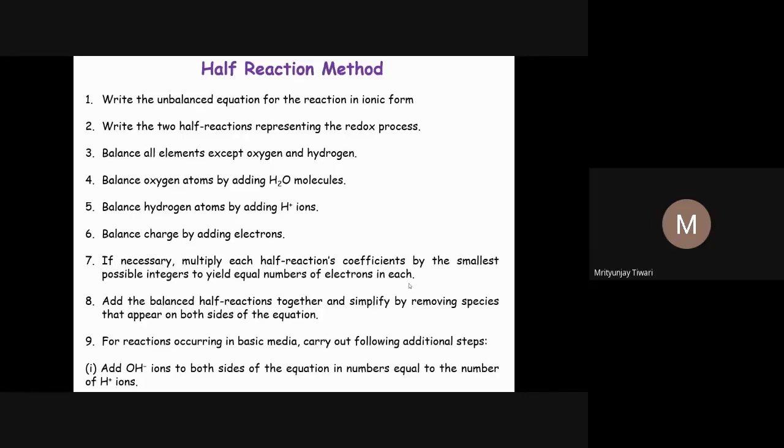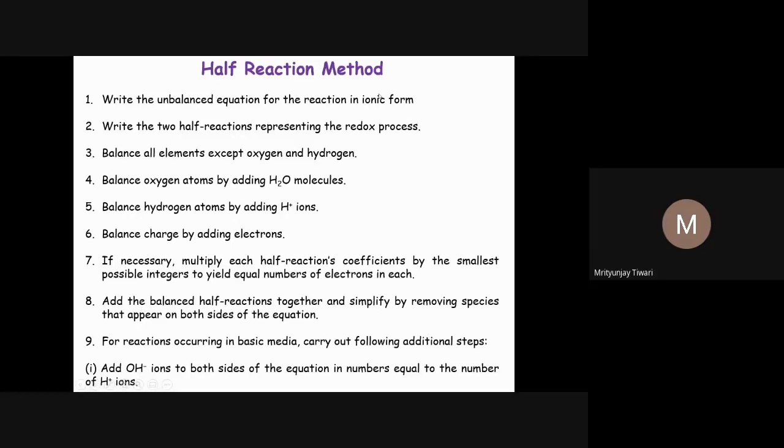To take care of everything, people have devised certain rules, and these two methods are the most famous. One we have already studied, which I discussed in our last class. Today I'm going to discuss the other method, that is the half reaction method.